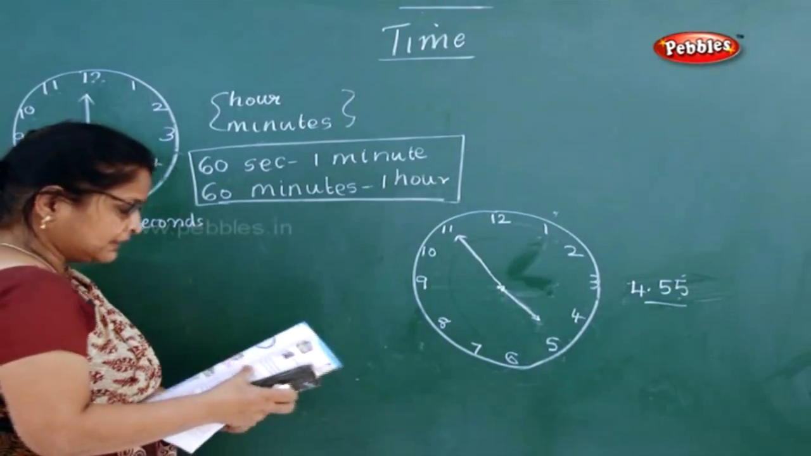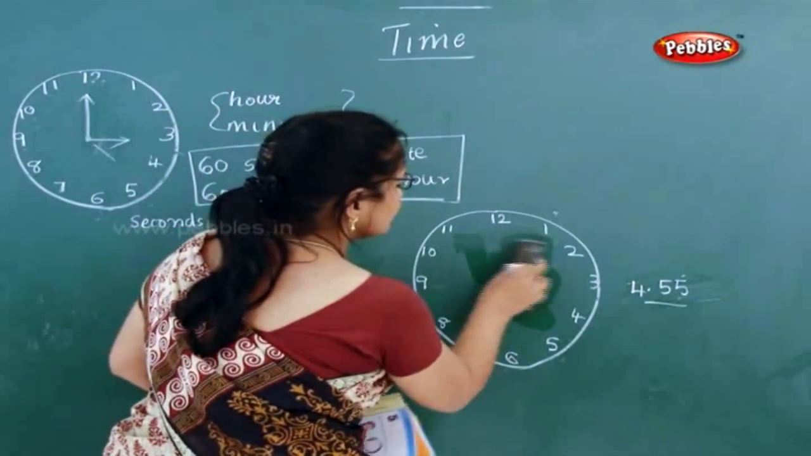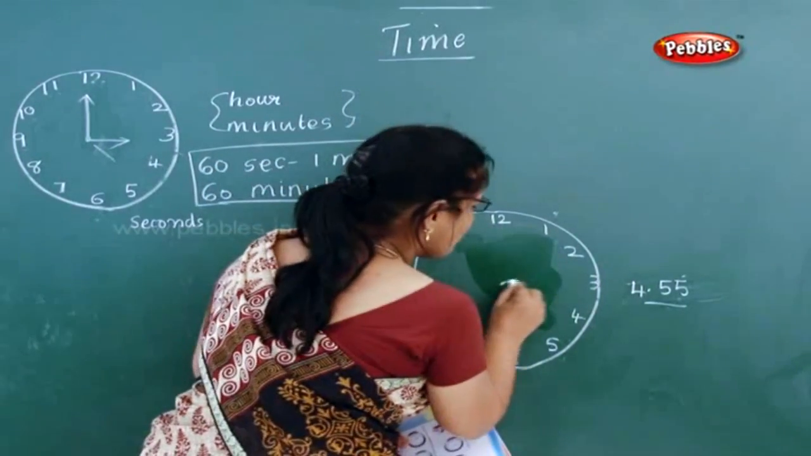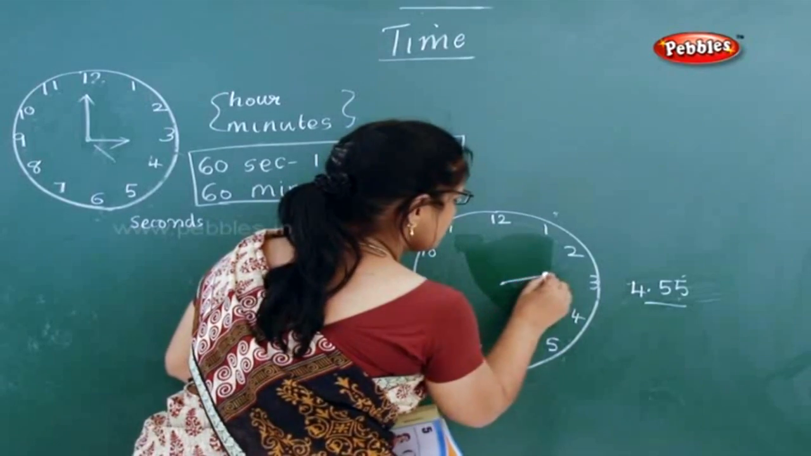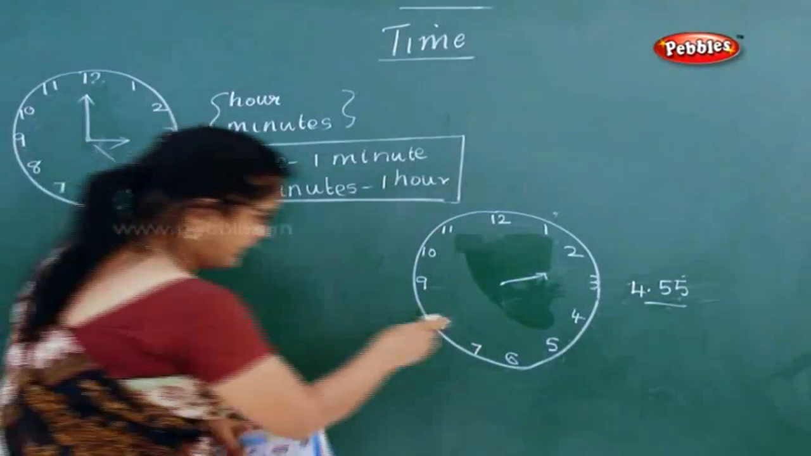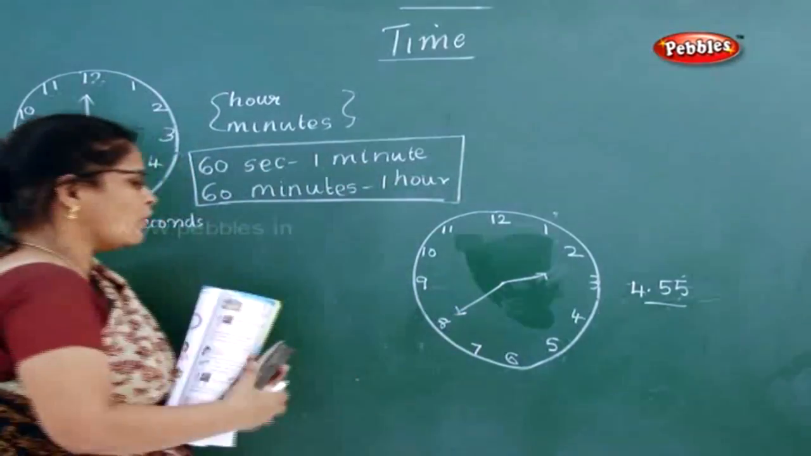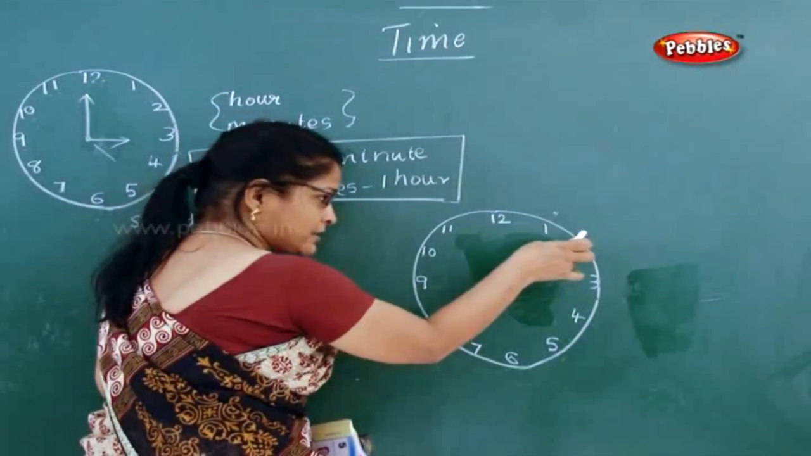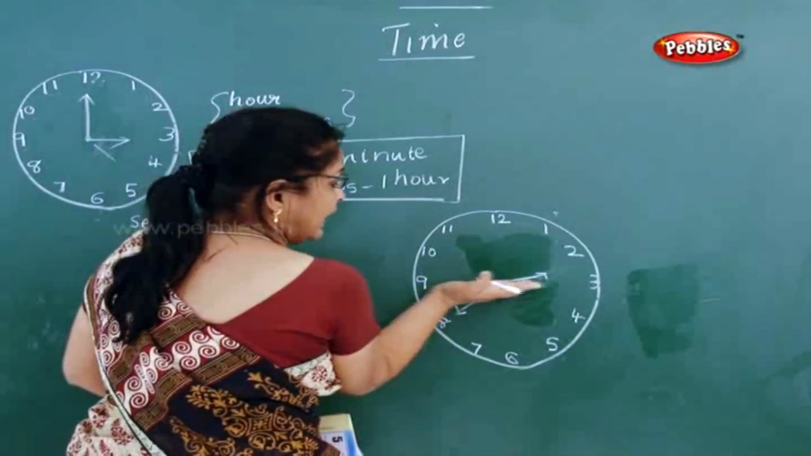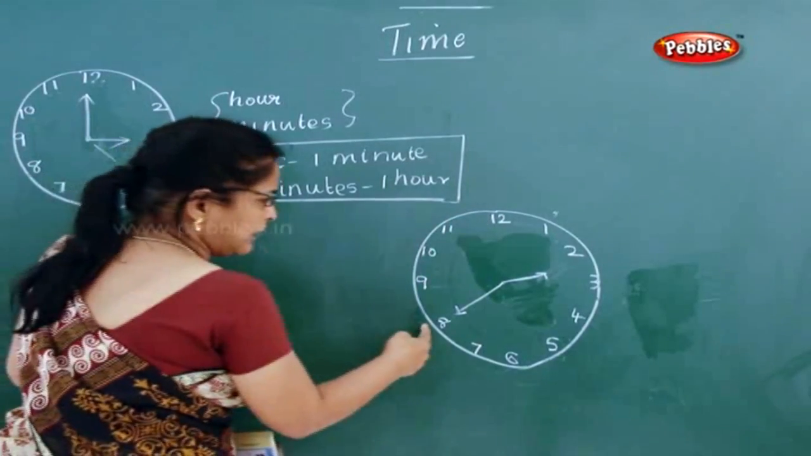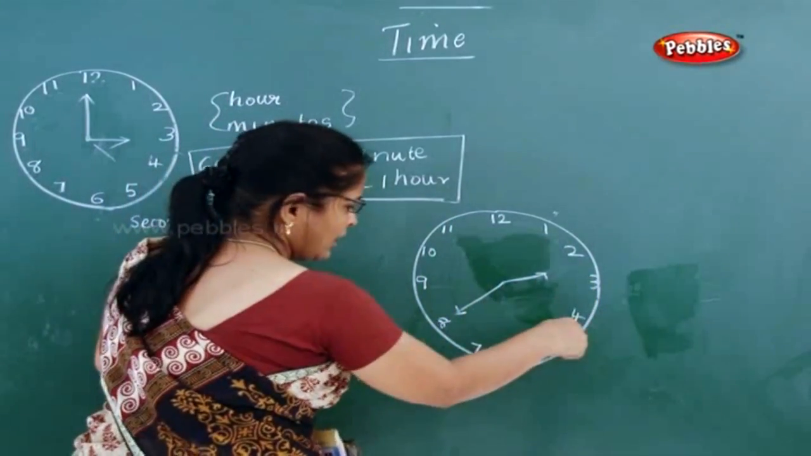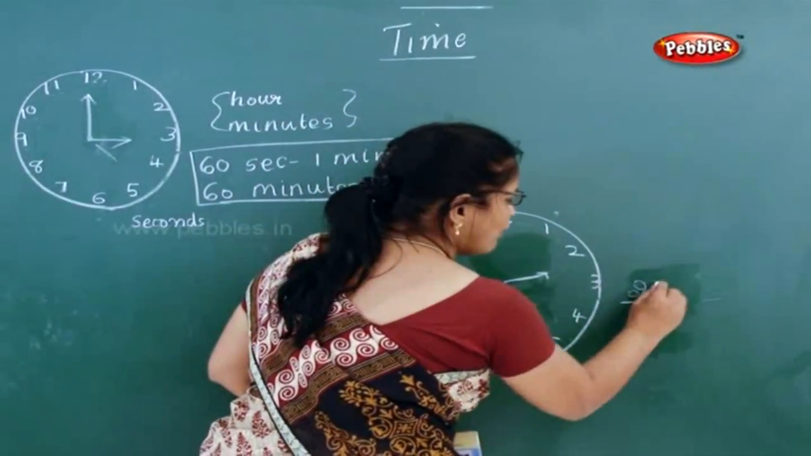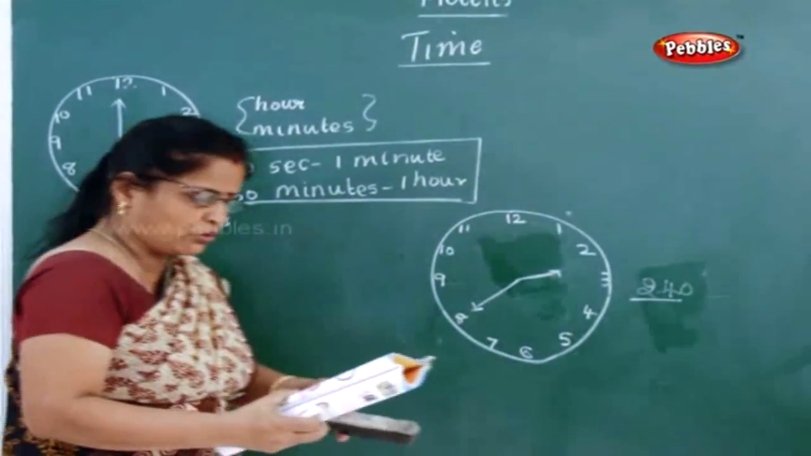Now see the next clock. The small hand, where does it stand? It stands between 2 and 3, and the big hand is at 8. Now can you tell me what it is? I told you, when it is in the middle of 2 and 3, that means it is 2. You cannot take it as 3 because this hand is not in front of 3. Now the time, what you have to tell: 5, 10, 15, 20, 25, 30, 35, 40. So what is the time now? It is 2:40.